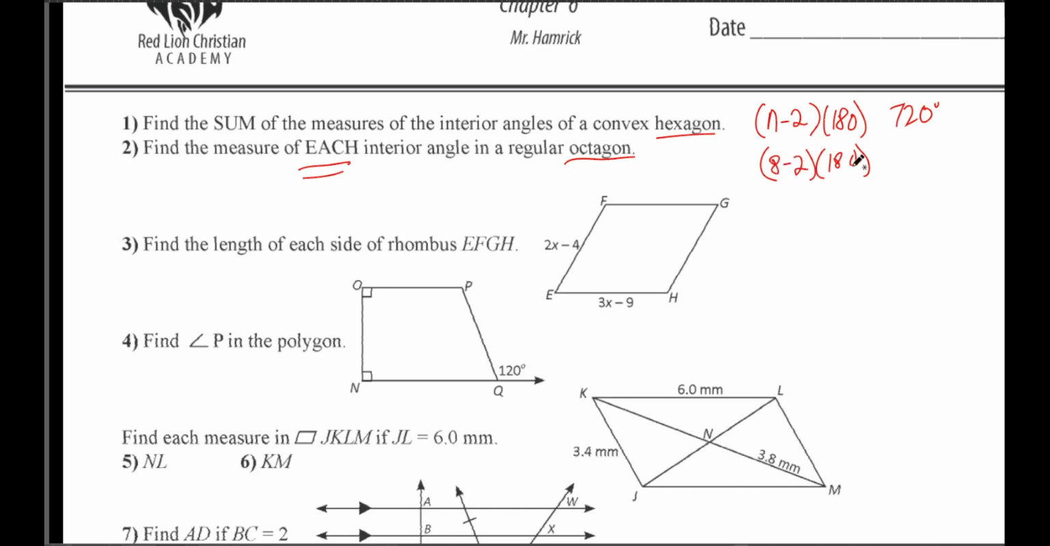So I can find what all the angles add up to be, which is this number, and then I divide it by how many angles I have. How many angles do I have on an octagon? I got 8. So you put that into a calculator. 8 minus 2 is 6. 6 times 180 is whatever that is. Divide it by 8, and that comes out to 135. That means each angle in an octagon is 135 degrees.